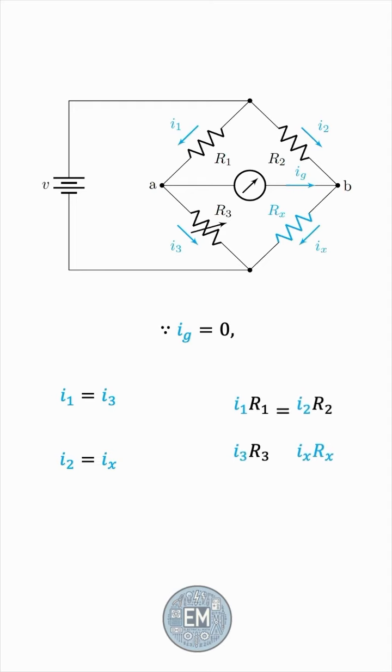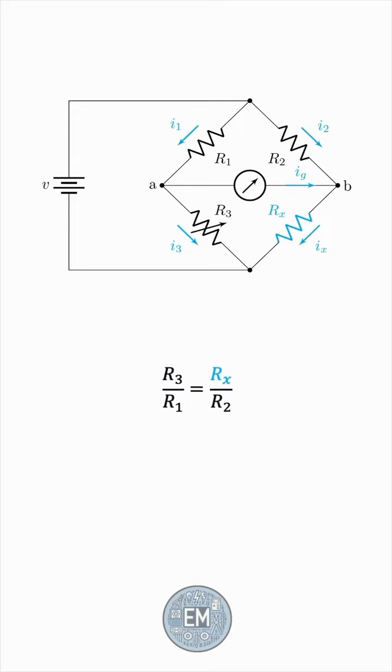Let's divide those two equations by each other and flip them over to solve for Rx. I1 is equal to I3, and I2 is equal to Ix. So we get this equation relating the 4 resistors, allowing us to solve for Rx. This becomes R2 times R3 over R1. Usually, we like to represent it as R2 over R1 times R3 because this tells us that Rx is equal to the ratio of the 2 fixed resistors multiplied by the variable resistor.